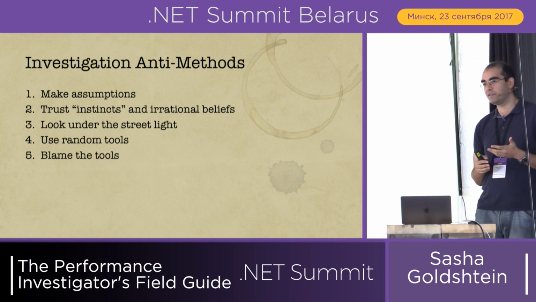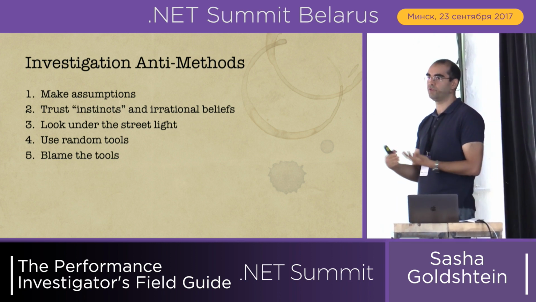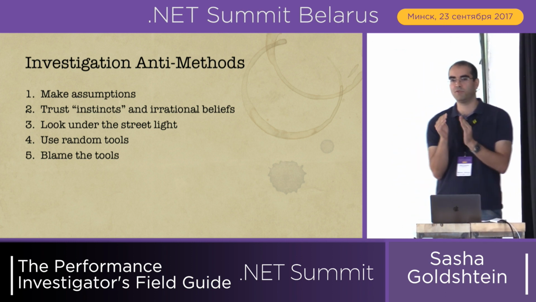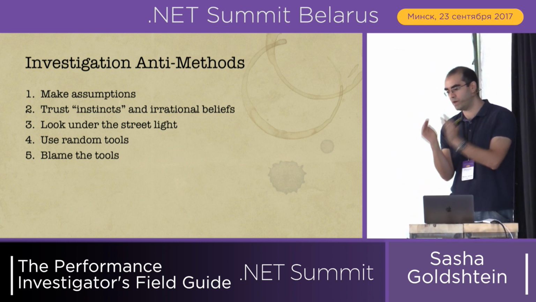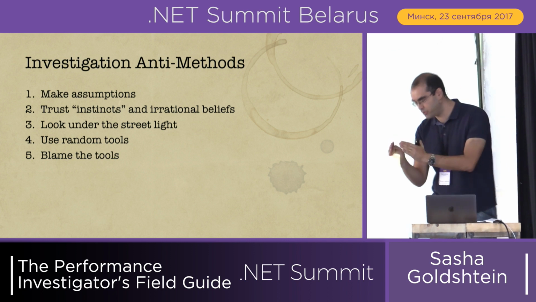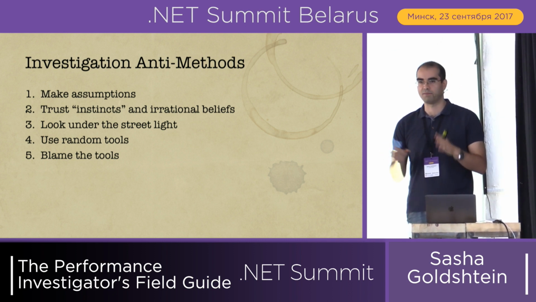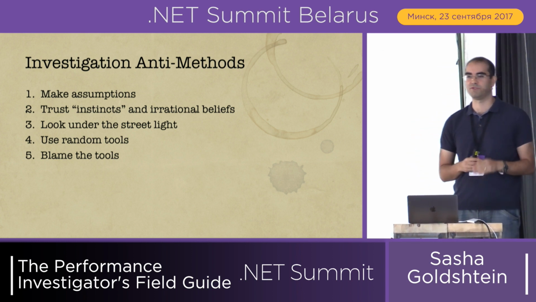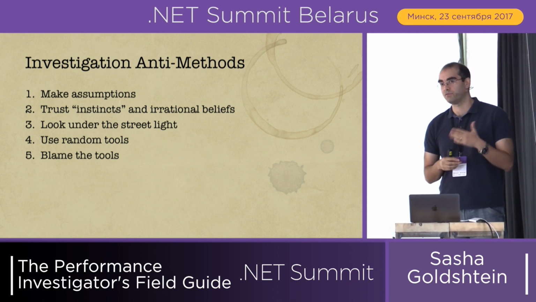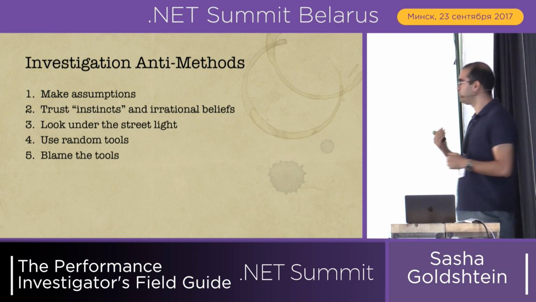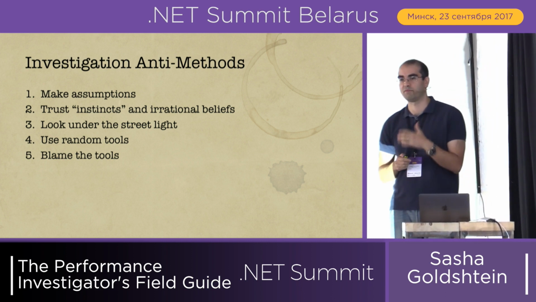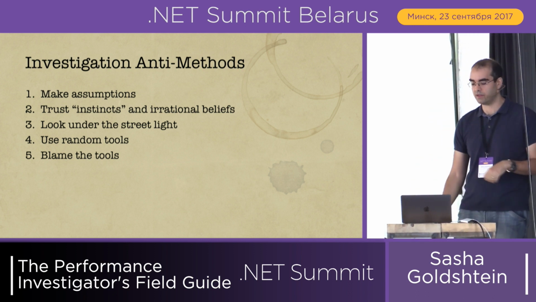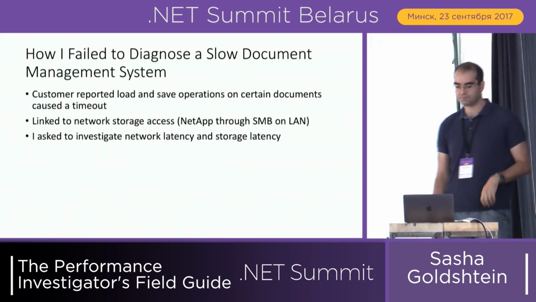What I mean by that is that you look where it's easy for you to look. So you have this huge system, a lot of things could go wrong, but you have good visibility into 1% of your system. So that's where you're focusing your whole performance investigation. Usually not a good idea unless the problem is really there. Using random tools, I'll talk about that later. And blaming the tools is another common mistake. So let's talk about the common mistakes first, and then I'll talk a little about ways to do things right.